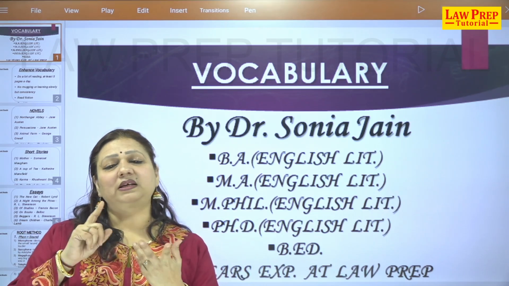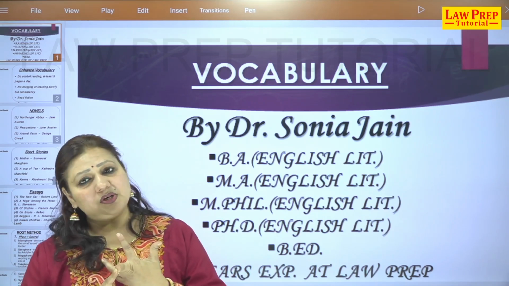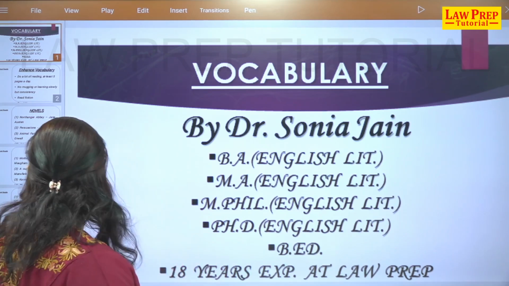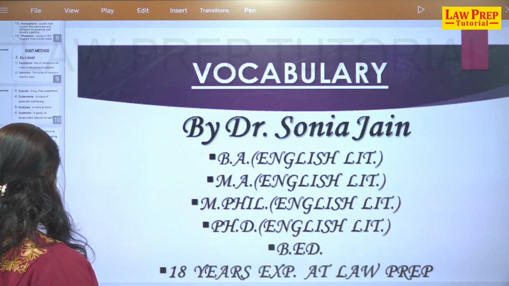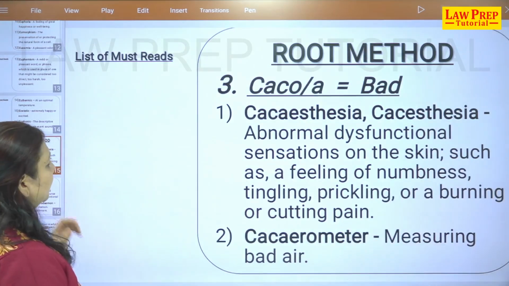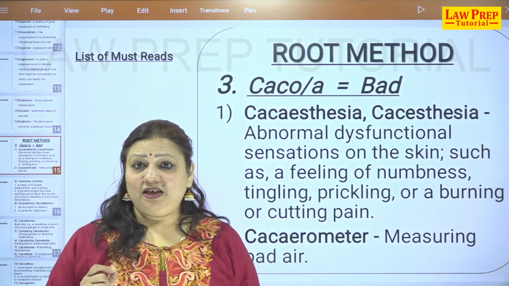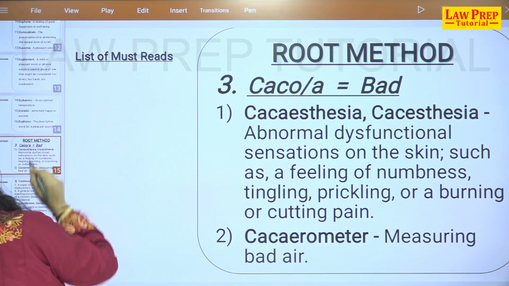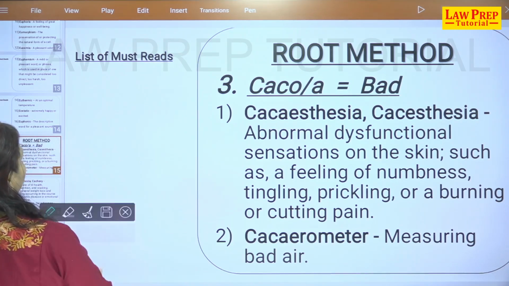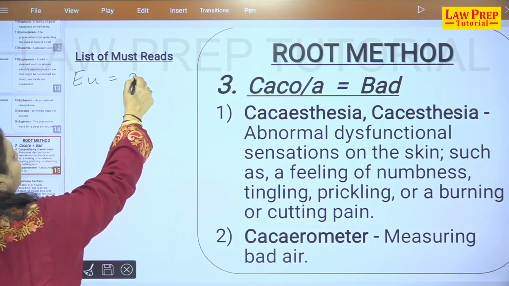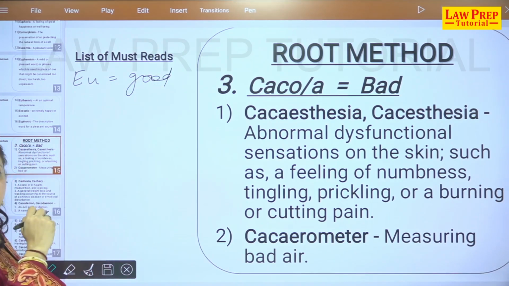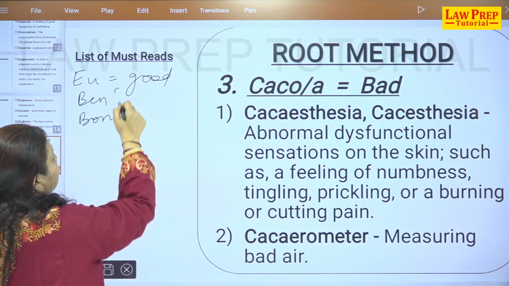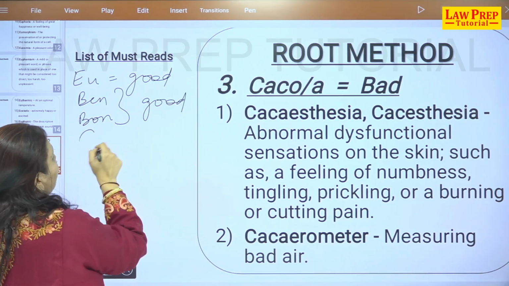Last root, Eu, Ben, Bon means good. And we move on to the negative shade of it. The root caco or caca means bad. So simple, it's just like maths. Eu is good, right, students? Ben and Bon is also good. And caco is bad.